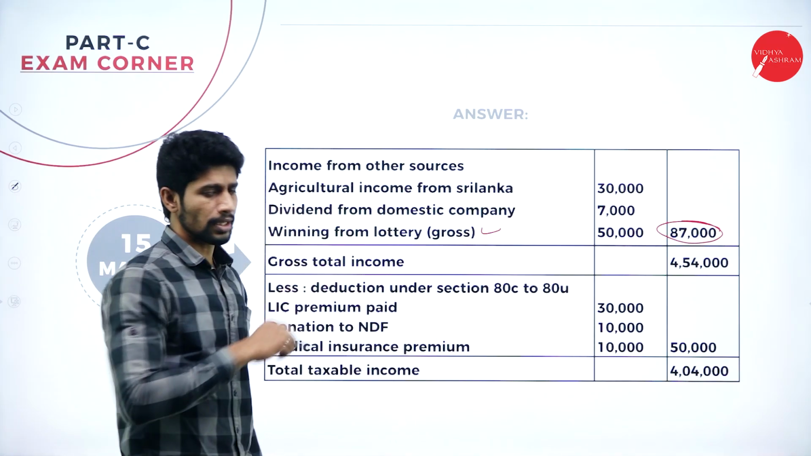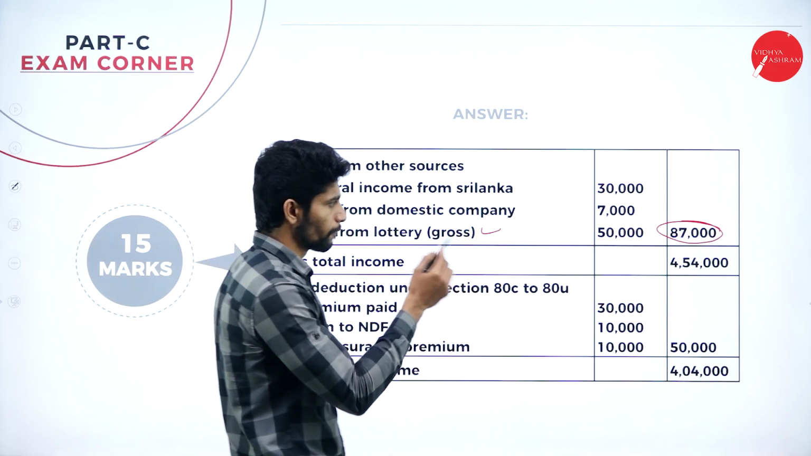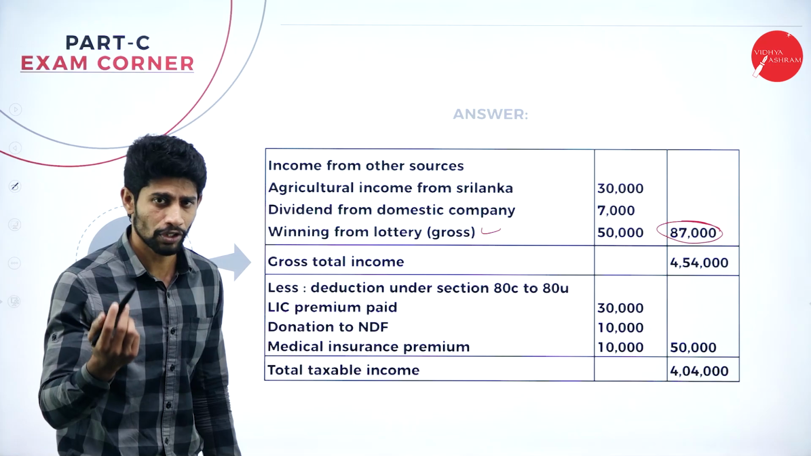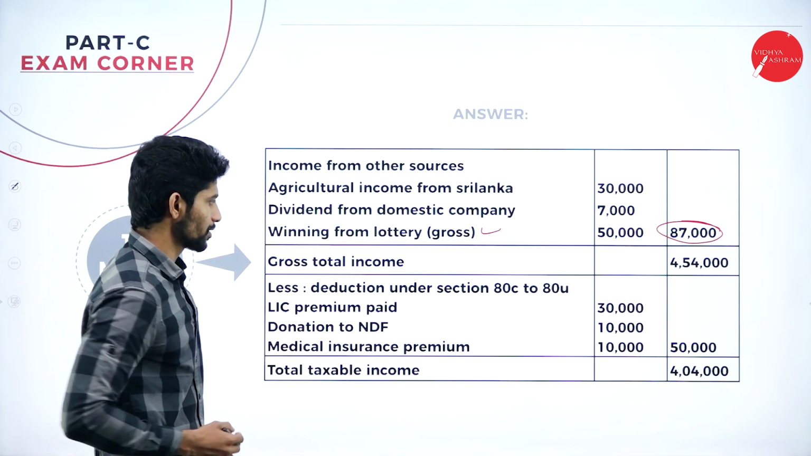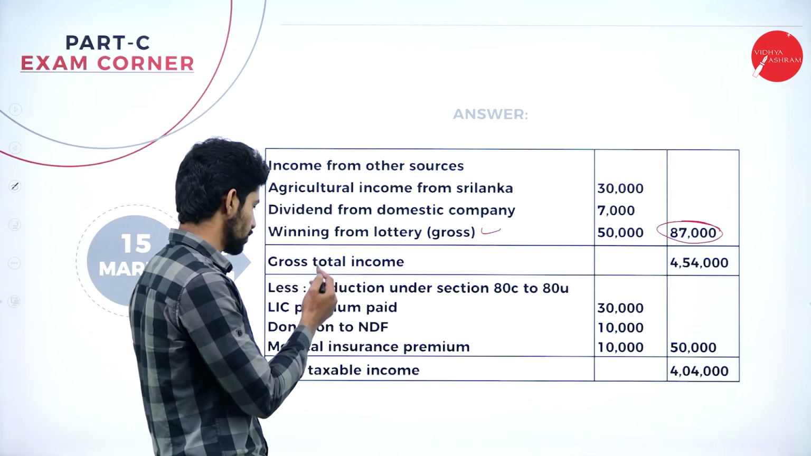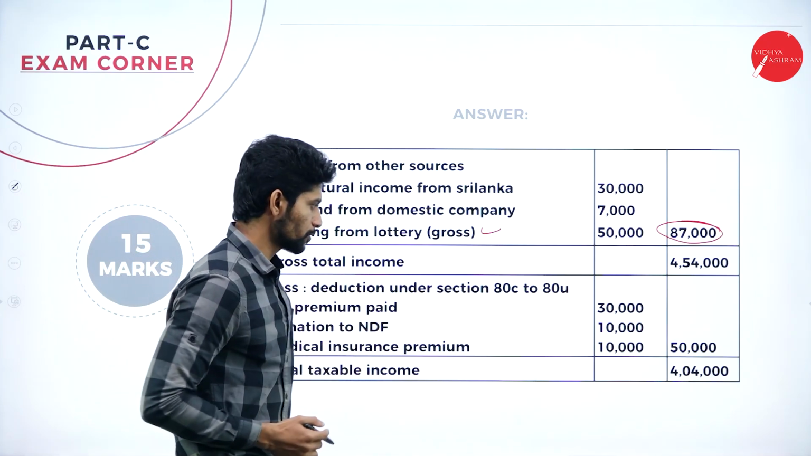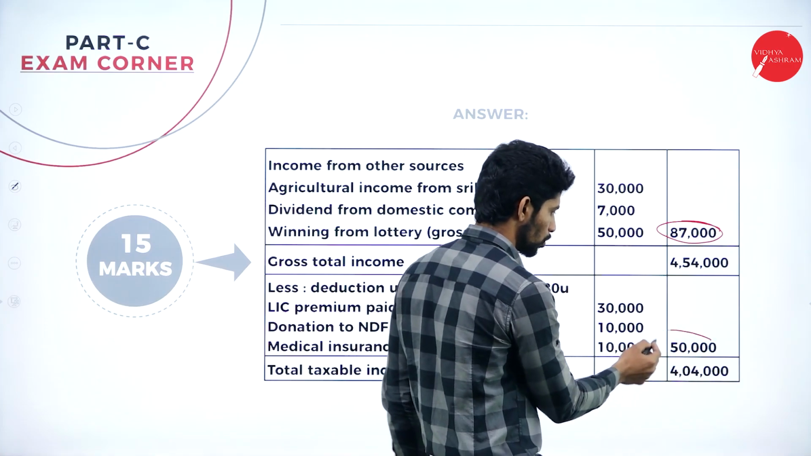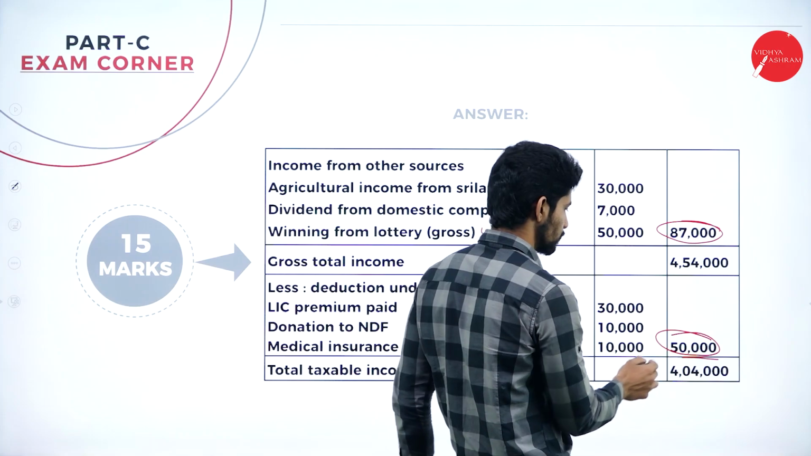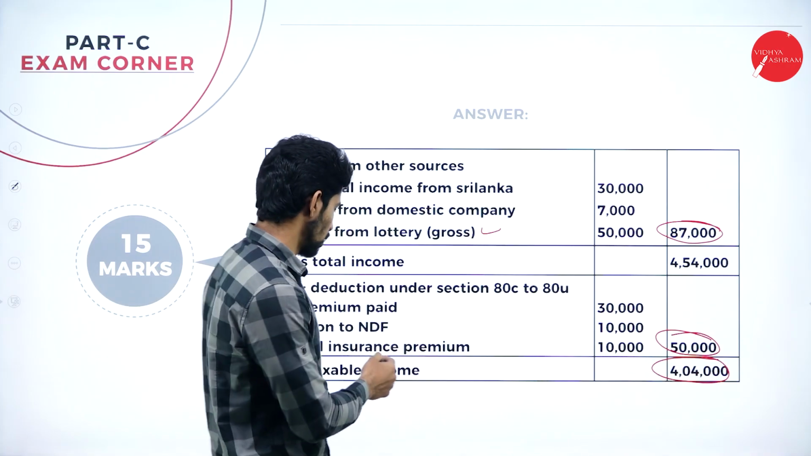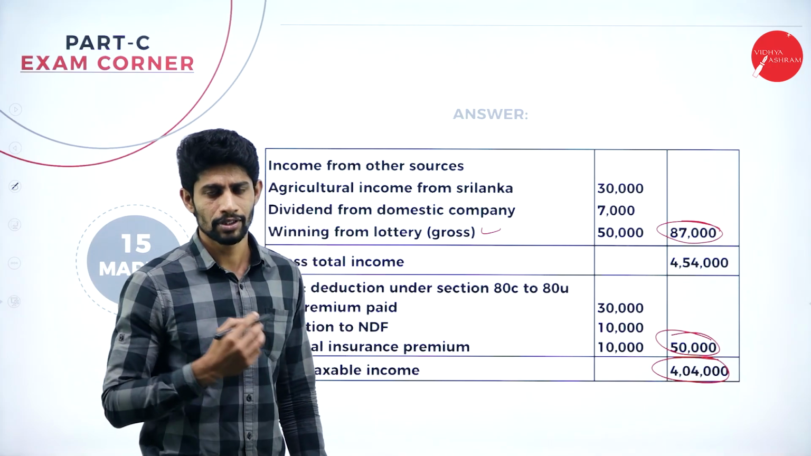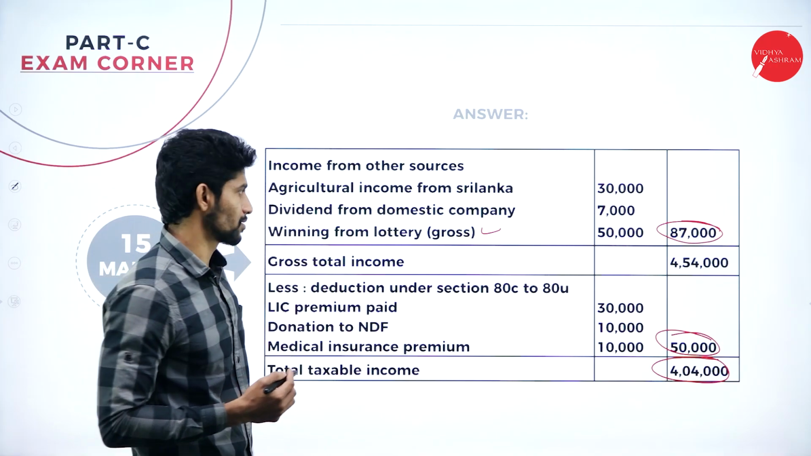So that's it. Total the outer column, you will get the total of 4,54,000. That is called gross total income. From that gross total income, less deduction under section 80C to 80U. LIC premium paid, donation to NDF, medical insurance premium, deduct these items, you will get the total of 50,000. Deduct 50,000 from 4,54,000, the balance is 4,04,000. That is called total taxable income. This is how you are supposed to compute, and for this, he will be giving you 15 marks.